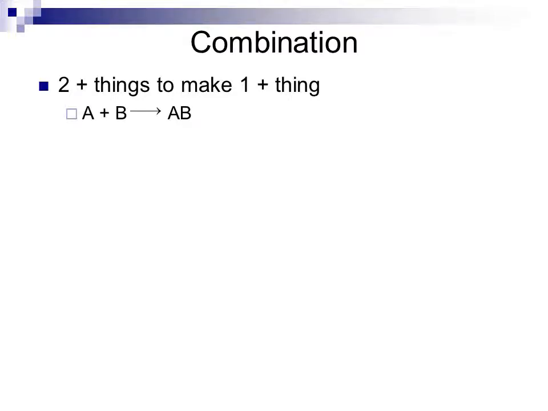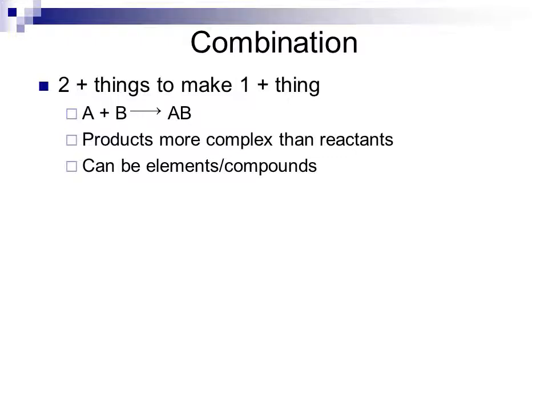Now, looking at these individual reactions, a combination reaction occurs when two or more things combine to make one thing or more than one. But in general, we're making more complicated products from less complicated reactants. The general schematic: A plus B yields AB. So the products will be more complex than the reactants are. They can be elements or compounds, or a combination of elements and compounds.